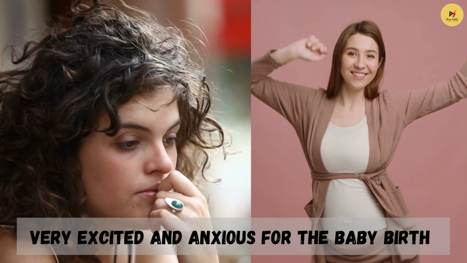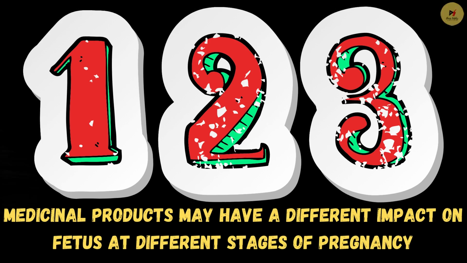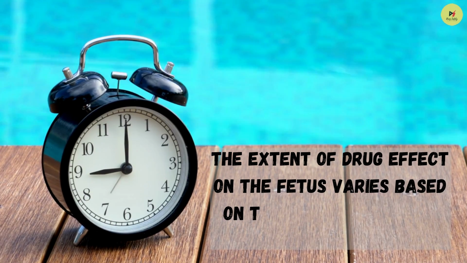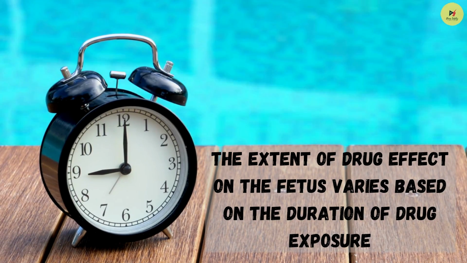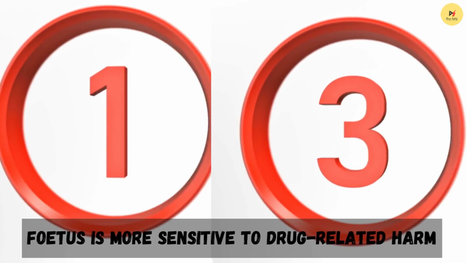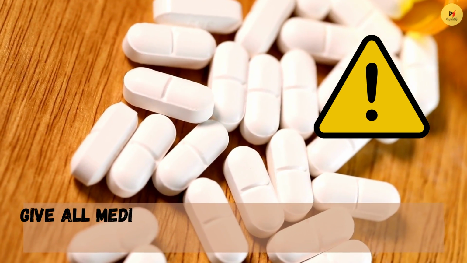Now let's discuss a few key points. Medicinal products may have a different impact on the fetus at different stages of pregnancy. The extent of drug effects on the fetus varies based on the duration of drug exposure. The fetus is more sensitive to drug-related harm during the first and third trimesters of pregnancy. So it's very important to give all medications with utmost caution during this time.